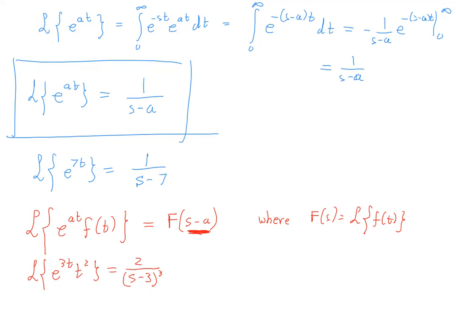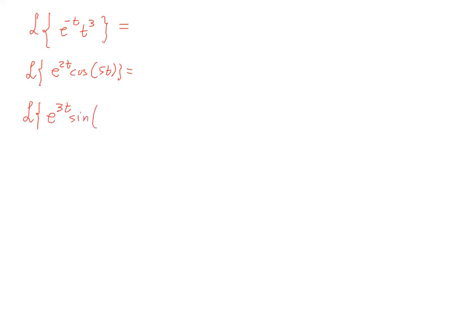Let's do a few more of these. Let's get used to this. So the Laplace transform of e to the negative t times t cubed. How much is this? And then the Laplace transform of e to the 2t cosine of 5t. And then the Laplace transform of e to the 3t sine of 6t. Look at the formulas that we just gave and try to give these Laplace transforms, please.